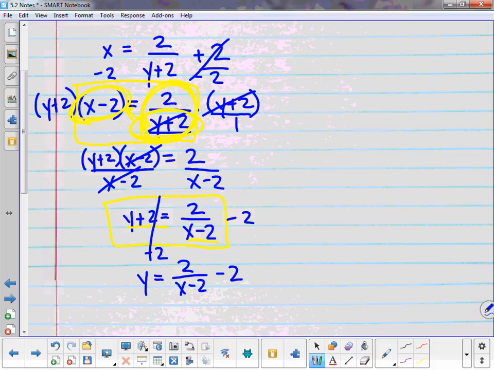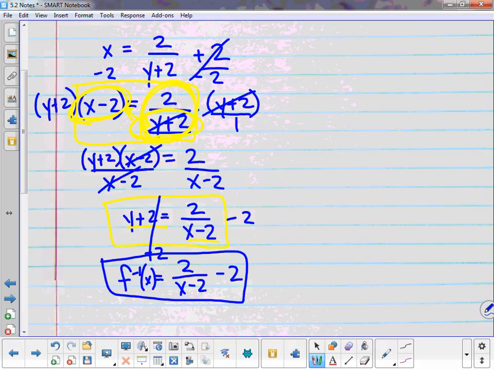And if you remember the very last step, instead of writing y, just save yourself some space and write f inverse of x equals 2 over x minus 2 minus the 2. And that is the inverse of the original problem. And the answers are on the back for you to check to make sure that you're solving it correctly. And there are quite a few problems that are similar to this one. So please work with one another, help each other figure it out, and I will see you soon.